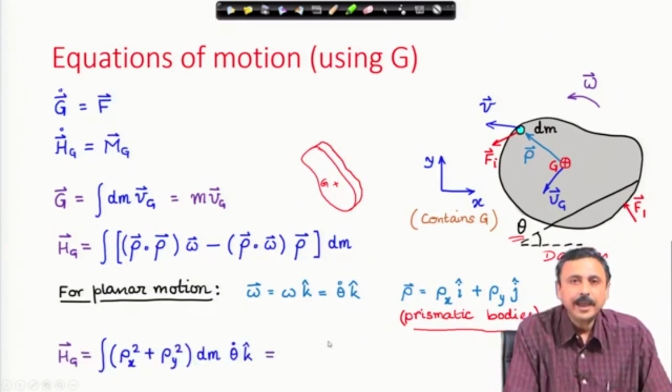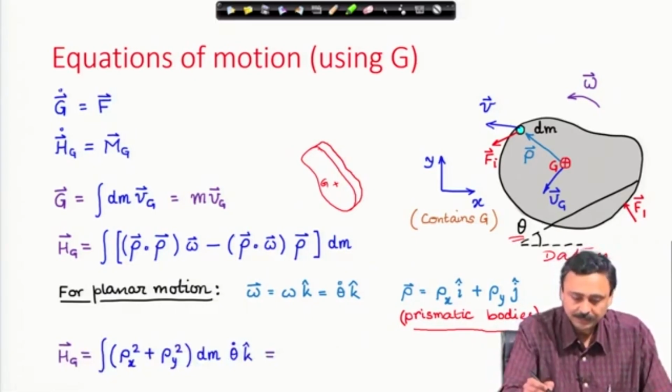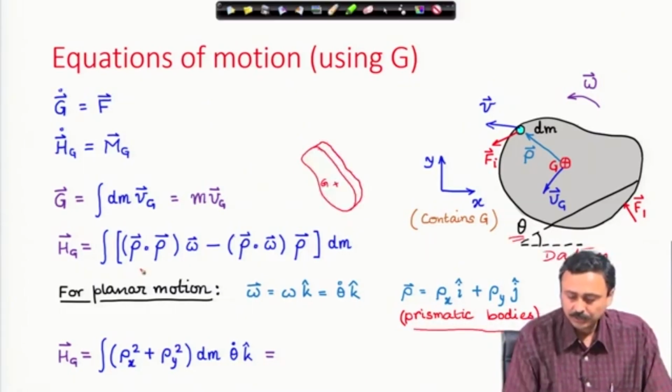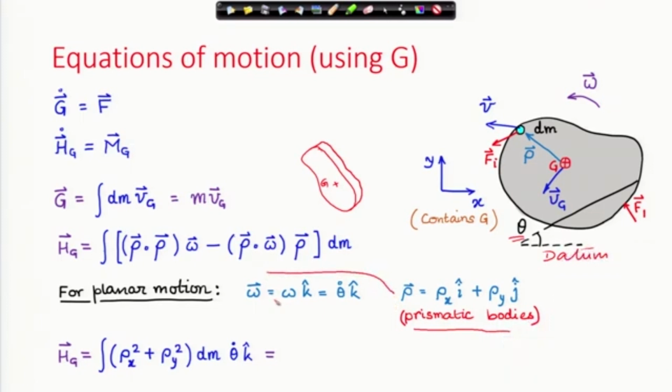you can write Hg vector, you can derive this, just substitute this expression of rho and omega in here, and you will find that this dot product goes to 0, because this is k and here we do not have k. Therefore, this term goes to 0 in this particular simplifying step. We are only left with this term, which is rho x square plus rho y square times dm into theta dot k cap.